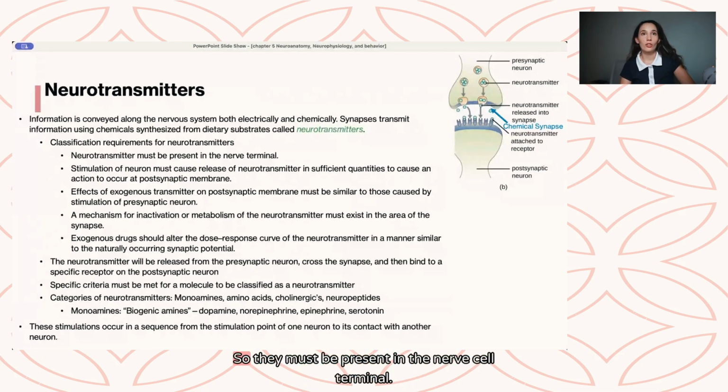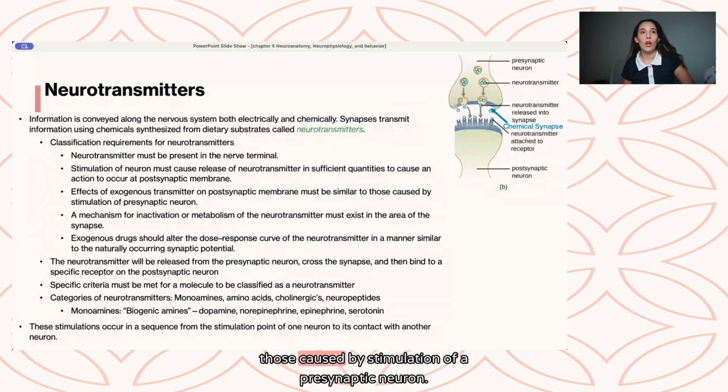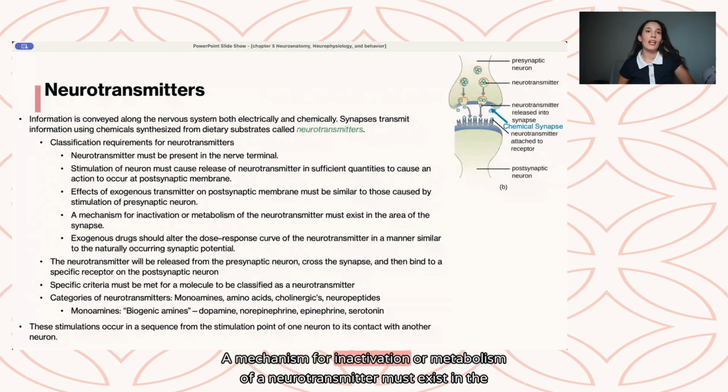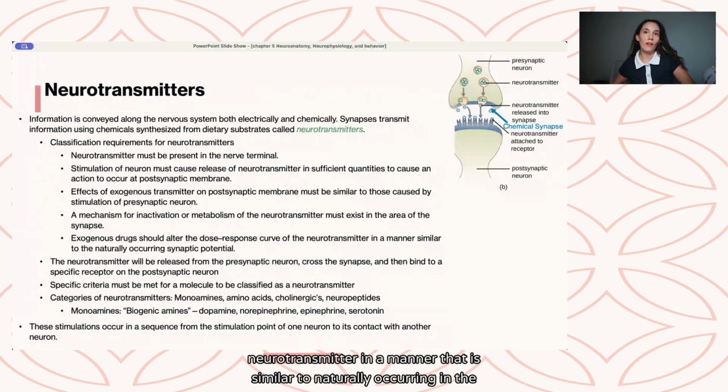So, classification requirements for neurotransmitters. They must be present in the nerve cell terminal. Stimulation of the neuron must cause the release of neurotransmitters in sufficient quantities to cause an action to occur at the postsynaptic membrane. Effects of exogenous transmitters on the postsynaptic membrane must be similar to those caused by stimulation of a presynaptic neuron. A mechanism for inactivation or metabolism of a neurotransmitter must exist in the area of the synapse, and exogenous drugs should alter the dose-response curve of the neurotransmitter in a manner that is similar to the naturally occurring synaptic potential.